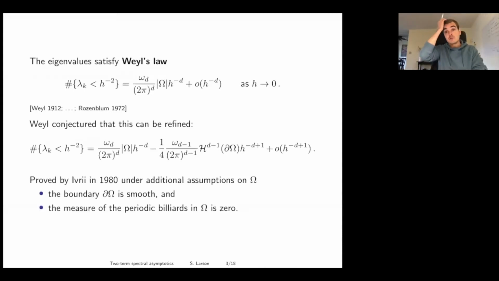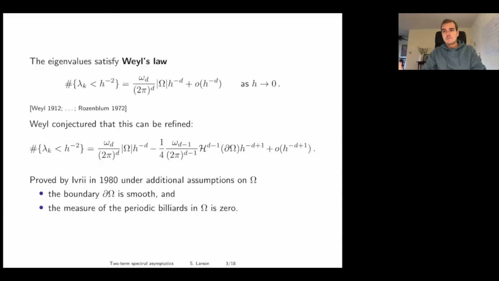So we do need some sort of assumptions on omega for this to be true. This was proven to be true in a breakthrough paper by Victor Ivrii in 1980, under the following two assumptions: that the boundary is smooth and that the measure of the periodic billiards in your domain is zero, seen as a subset of the cotangent bundle.